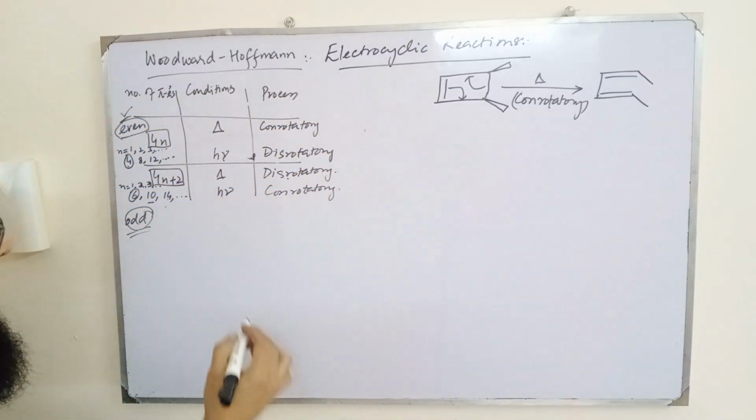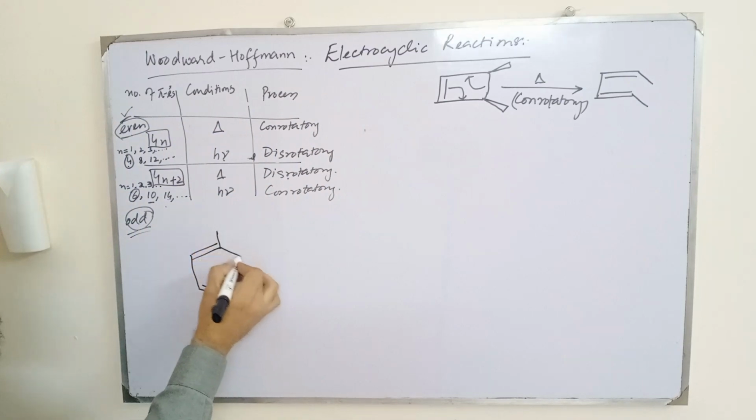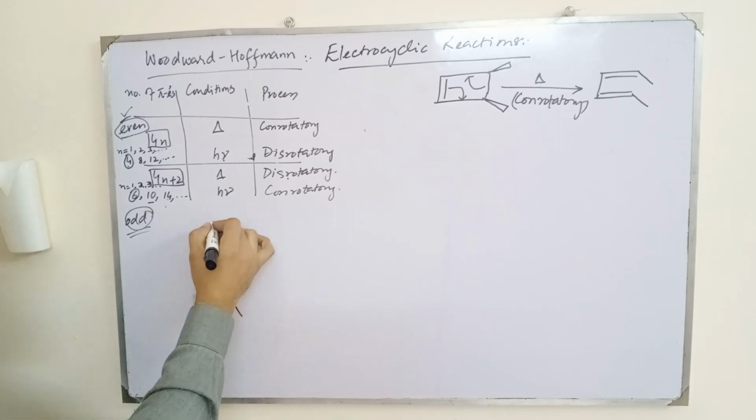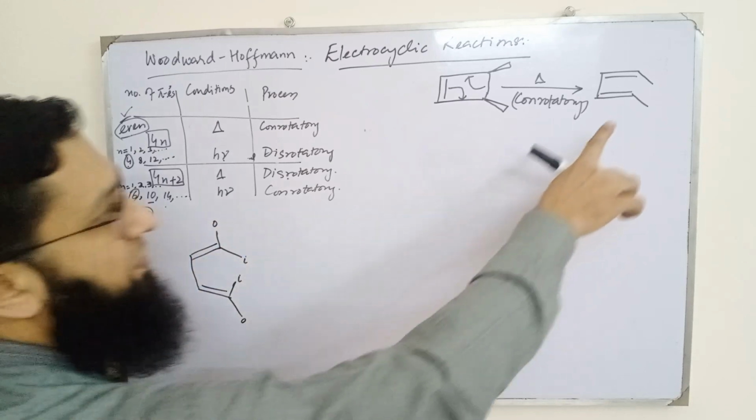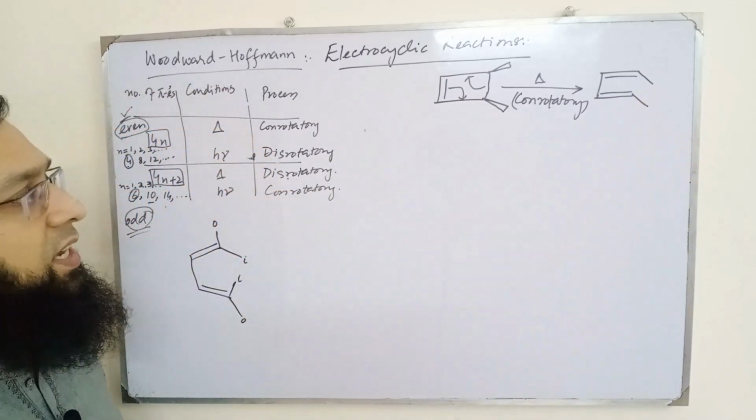And what is inside and what is outside can be understood by this example. These both substituents are on the inside of the molecule, and these are pointing towards the outside of the molecule. So this is inside, this is outside. So we can see it once again.